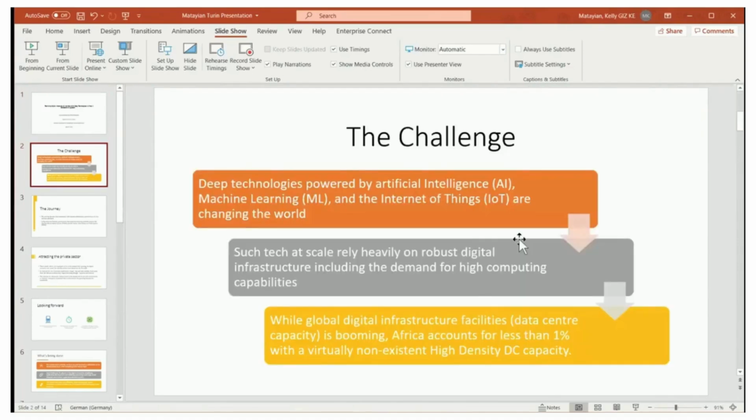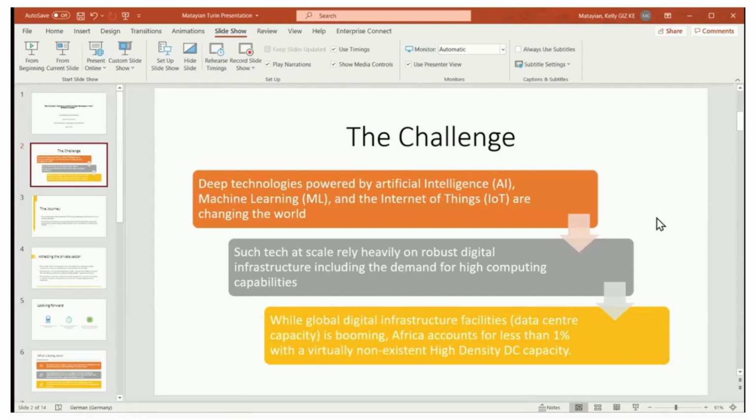So first of all, this study focuses on the challenges, especially faced by implementation of AI, machine learning, and Internet of Things at scale. So here we are talking about, for example, self-driving cars. We are talking about industrial Internet of Things and how they are implemented.